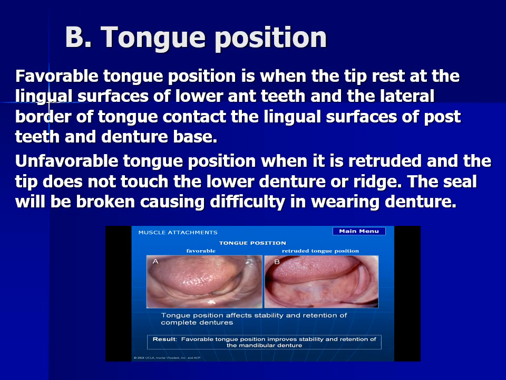Regarding the tongue position, a favorable tongue position is when the tip rests at the lingual surface of the lower anterior teeth and the lateral border of the tongue contacts the lingual surface of the posterior teeth and denture base. A very unfavorable position is when the tongue is protruded. The seal will be broken and the patient will face difficulty in wearing the denture. So what are you going to do in such a situation? The best solution is to have an overdenture supported by an implant.